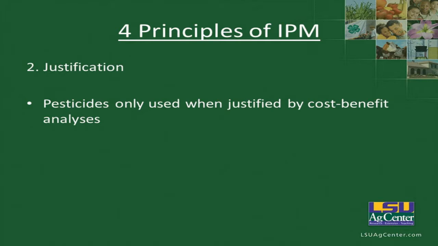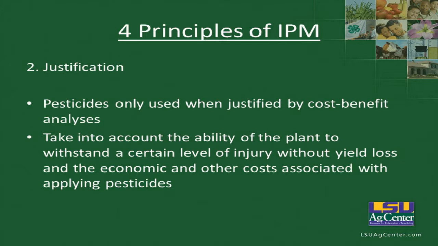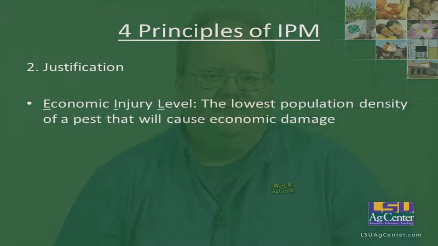We have to have some kind of justification. Pesticides are only used when justified by a cost-benefit analysis. Our insects are going to cause loss to our yield. We're going to then justify why we need to control those insects. It takes into account the ability of the plant to withstand a certain level of injury without yield loss, and the economic and other costs associated with applying pesticides. If we use an insecticide, buying the product itself costs money, putting it out costs money. Either running your own tractor is going to cost diesel, or you're going to have an aerial applicator put it out. This is all part of that economic cost-benefit analysis.